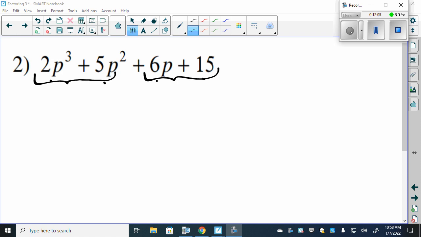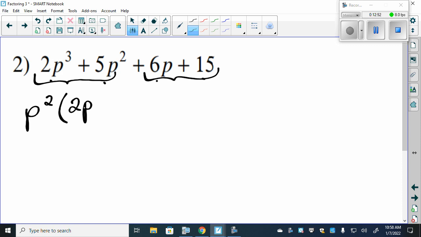So when we look at this here with these 2 pairs, is there a greatest common factor between these first 2? Is there something in common with both terms? They both have p, so I could factor out what? P squared. Because there are 2 p terms in both 2p cubed and 5p squared. They both have a greatest common factor of p squared. Now if I take 2 p's away from p cubed, I'm left with 2p. If it has 3 and I take 2 away, I'm left with 1.